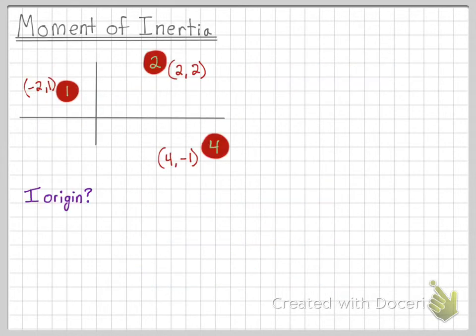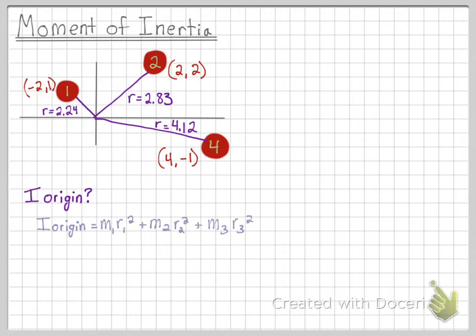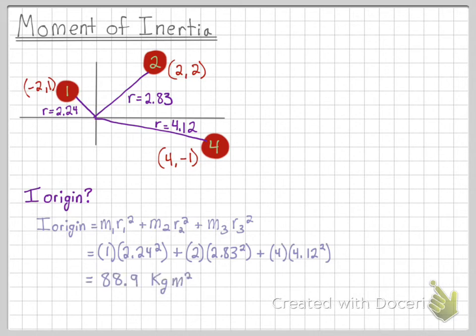Let's do another quick example, finding the moment of inertia about the origin of these three masses that are scattered in 2 dimensions. We're going to find our r values using the Pythagorean theorem. The distance from the origin to the 1 kilogram mass is 2.24 meters. The distance to the 2 kilogram mass is 2.83 meters. And the distance to the 4 kilogram mass is 4.12 meters. Next, we can plug these values into our equation for moment of inertia. When we plug and chug, we see that the moment of inertia is 8.89 kilogram meters squared.